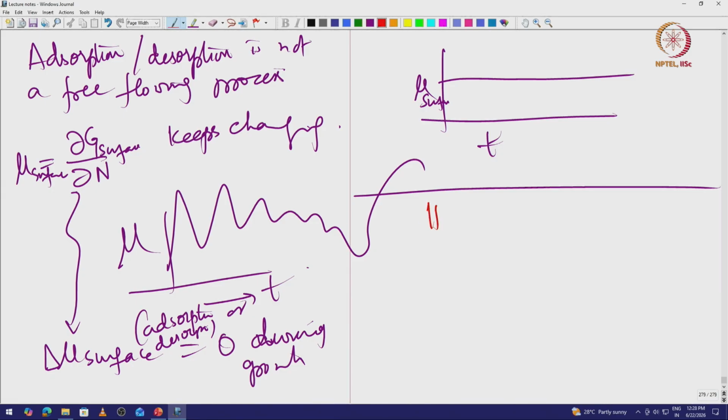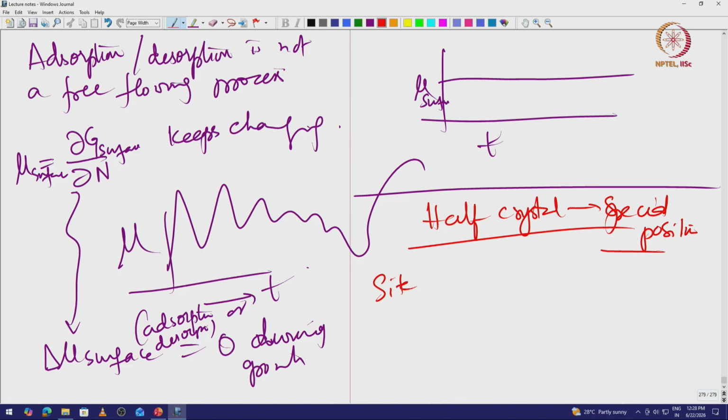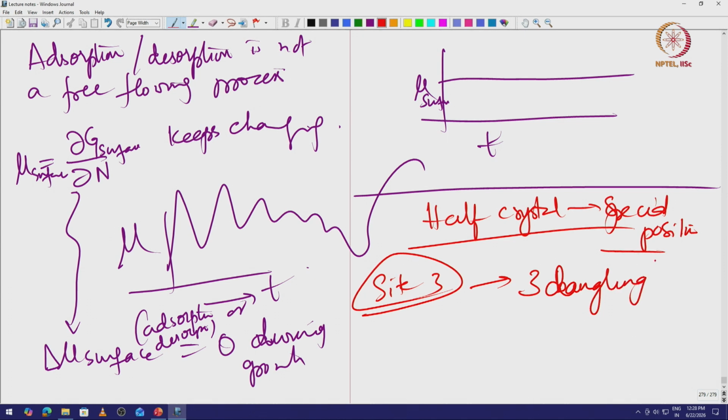So it is called a half crystal position. Half crystal is a special position, and that is site number 3. So refer to the presentation, and in that site I have 3 dangling bonds and 3 bonded bonds. Now, I adsorb or desorb. So let us say I adsorb onto site 3.